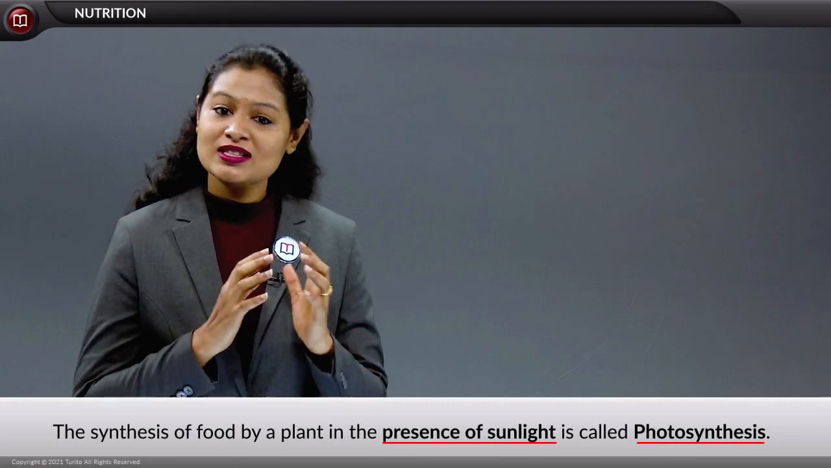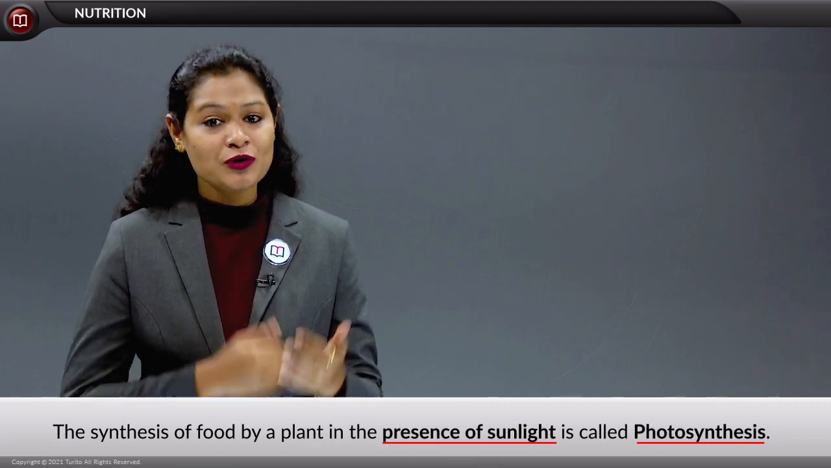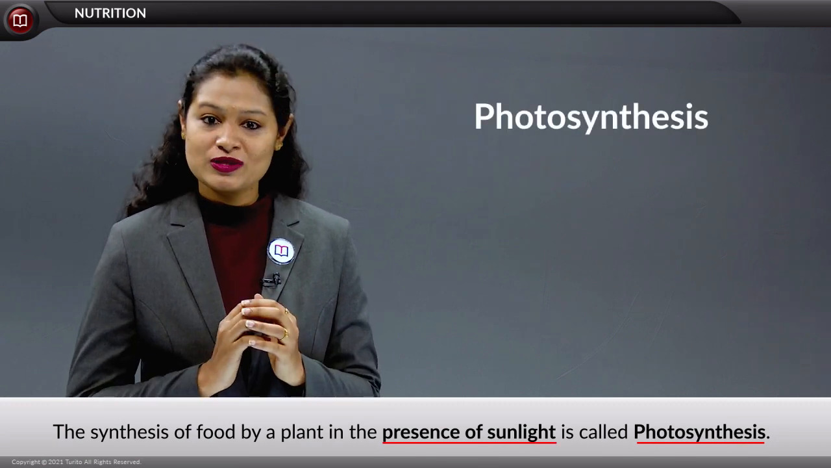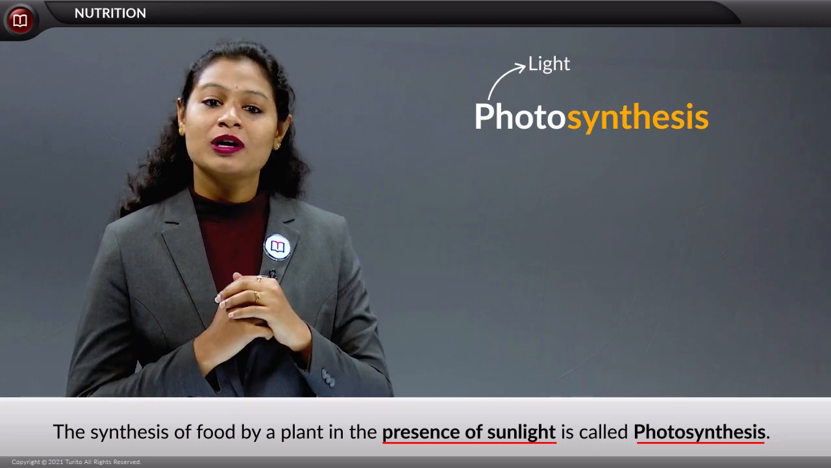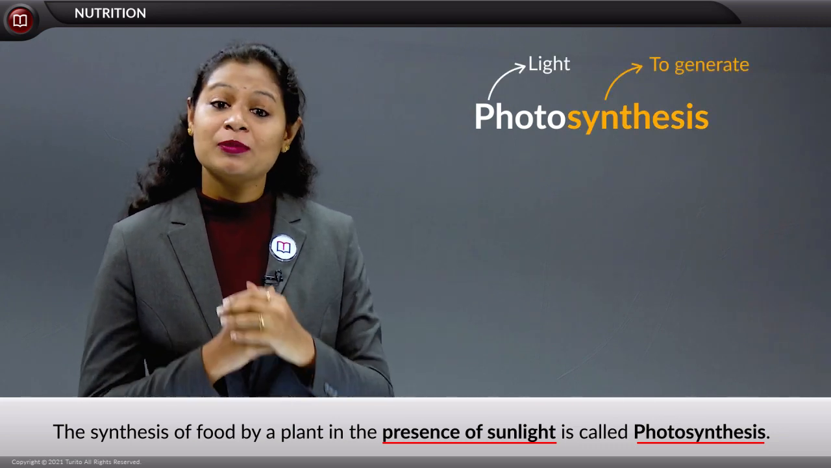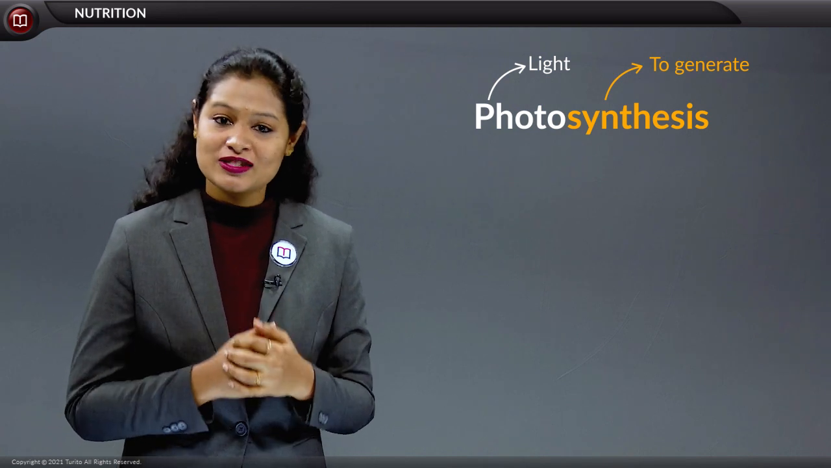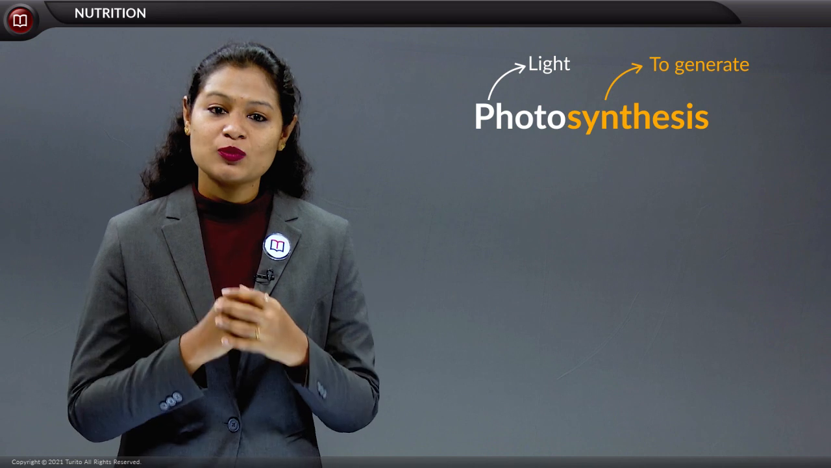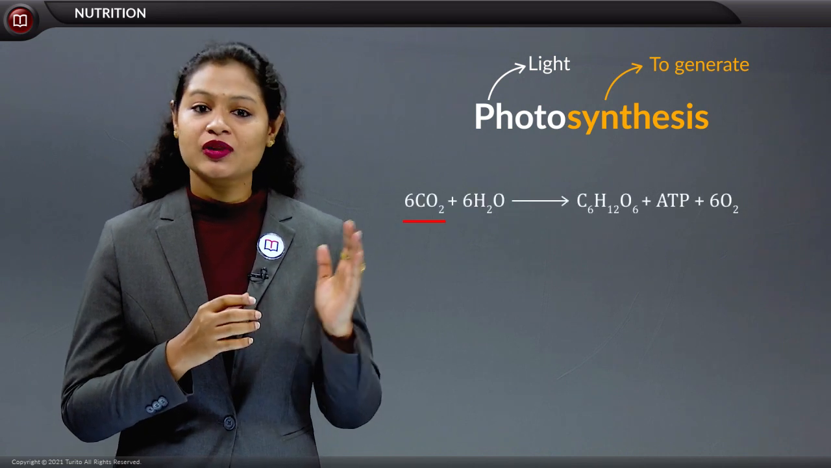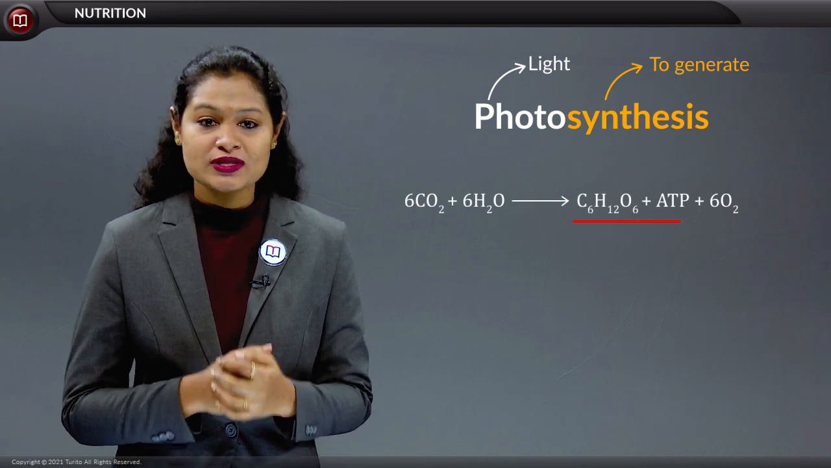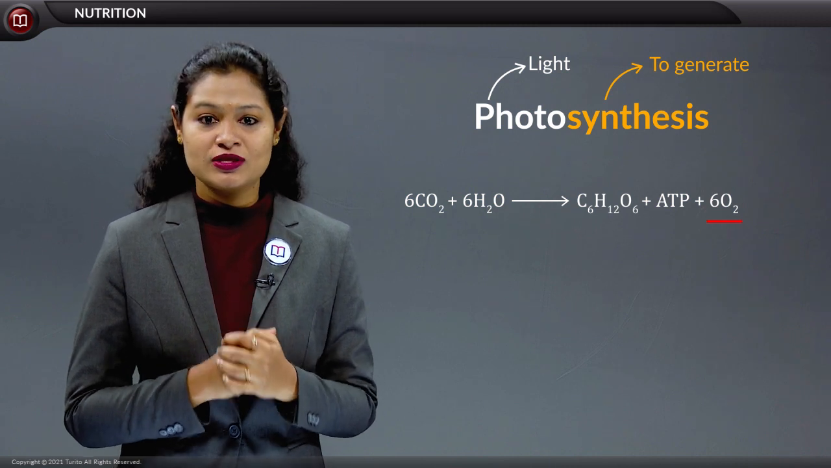The process of synthesizing food in plants in presence of sunlight is called photosynthesis. Photo means light, synthesis means to generate. So the term actually means to generate food in presence of sunlight. In this process, we see that carbon dioxide reacts with water to form glucose, ATP, and releases oxygen.